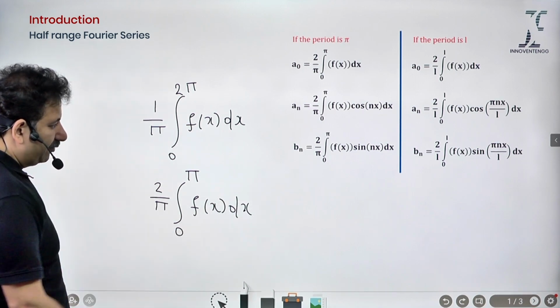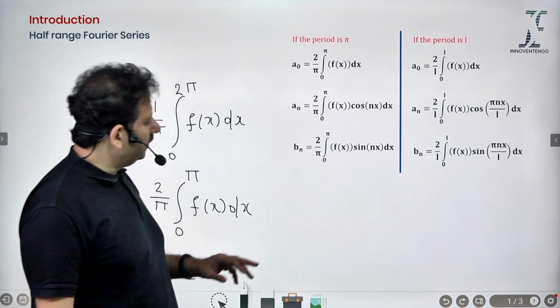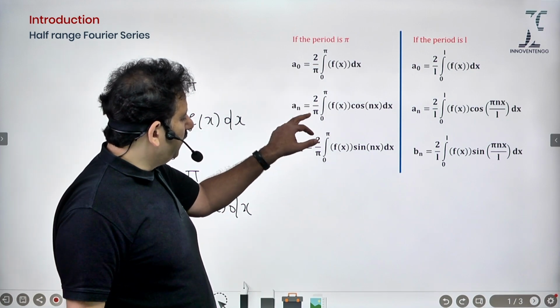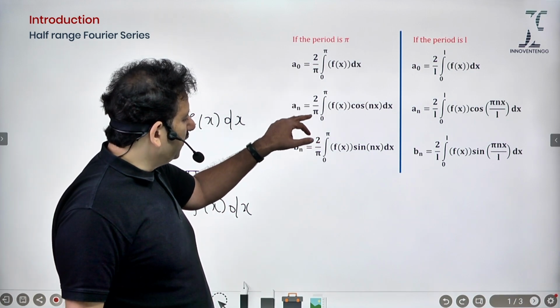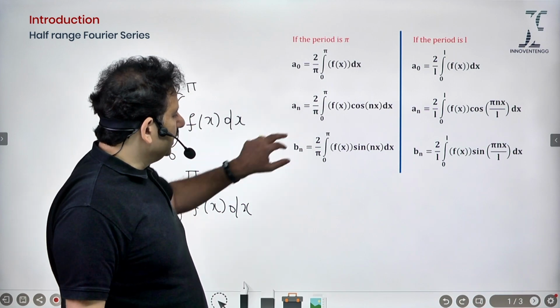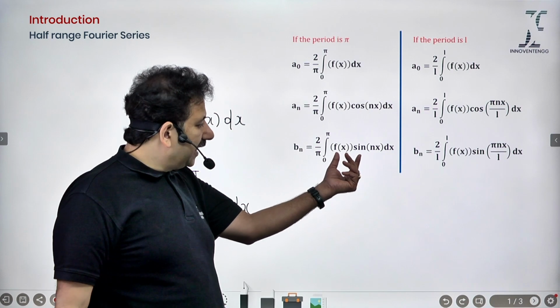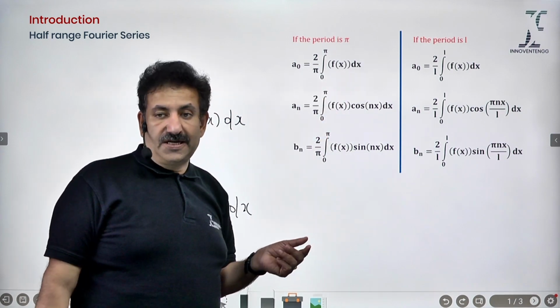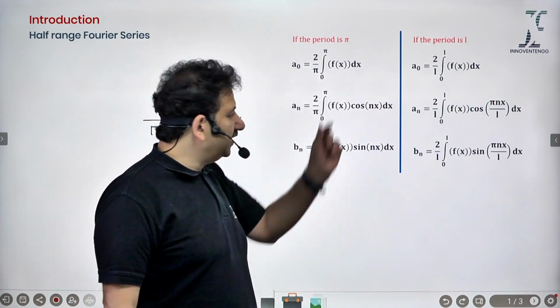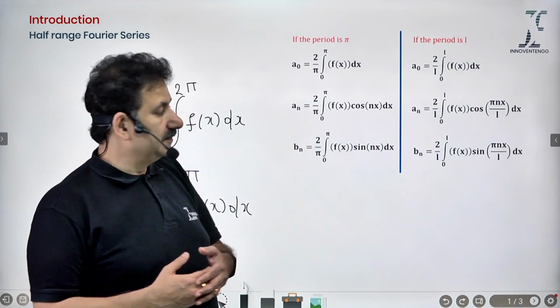This is exactly what has happened to all the integrals you see here. Instead of 1 by pi, since you are dividing pi by 2, it becomes 2 by pi, and then the limits are 0 to pi, but the integrands do not change. Observe that carefully. The integrands do not change. They remain what they were.